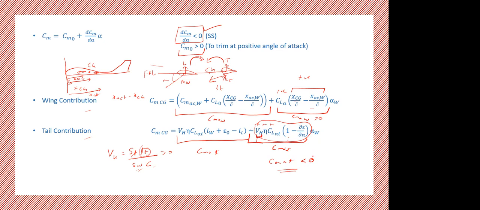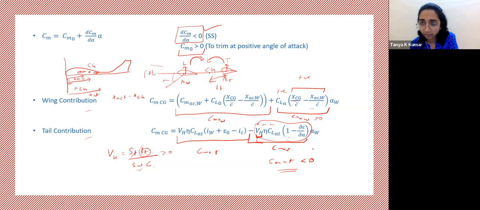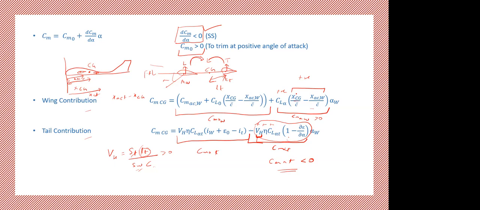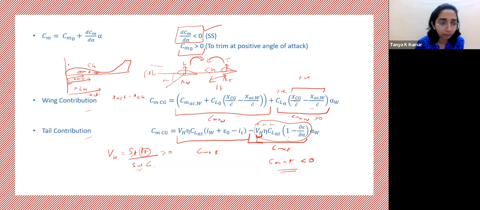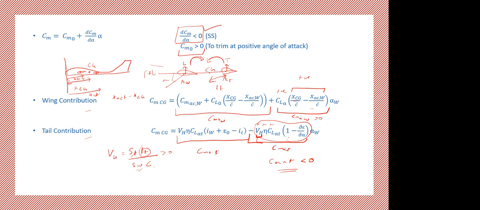Is that clear? Yes, ma'am. It's clear, ma'am. So, ma'am, what is here actually x, ma'am? X, where is X here? Ma'am, xcg minus... Just the x distance. If you take any reference point or plane, and the distance from that plane to those given points, that is the aerodynamic center of the wing, the aerodynamic center of the tail, and the CG, that distance is X. Okay, ma'am. I understood, ma'am.